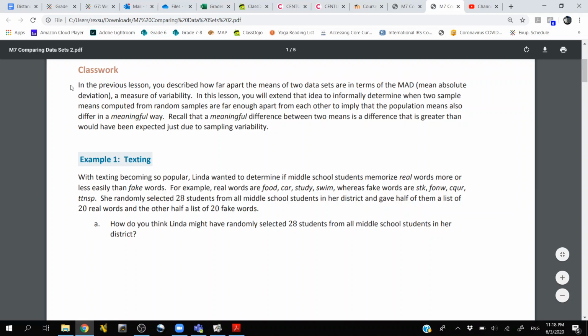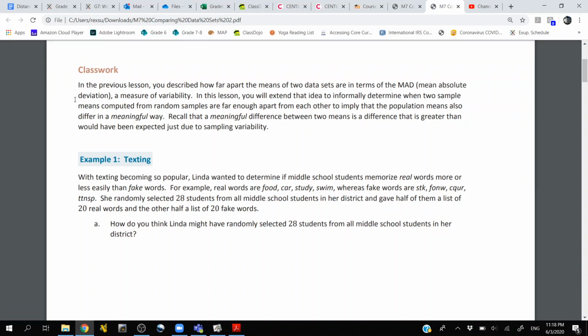In the last lesson, you described how far apart the means of two data sets are in terms of the mean absolute deviation, which is a measure of variability. In this lesson, you'll extend that idea to informally determine when two sample means computed from random samples are far enough apart from each other to imply that population means also differ in a meaningful way.